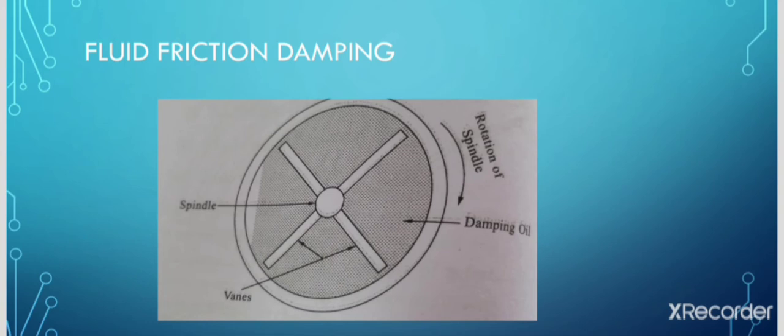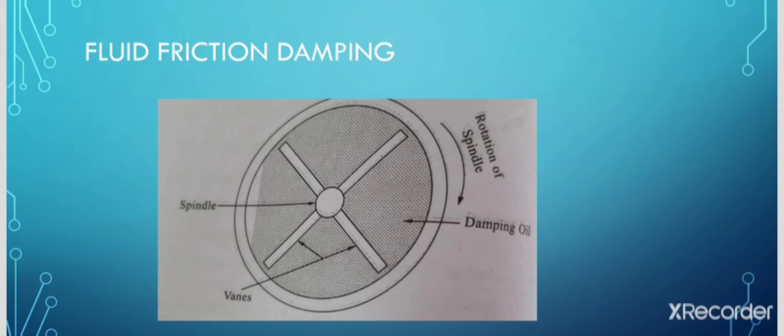Fluid friction damping is the same as air friction damping. Here, oil is used in place of air due to its greater viscosity. As oil has greater viscosity, that's the reason we are using oil here. And this damping is more effective than air friction damping. Here we are using discs or vanes which are attached to the spindle of the moving system. These vanes are kept immersed in a pot containing oil.